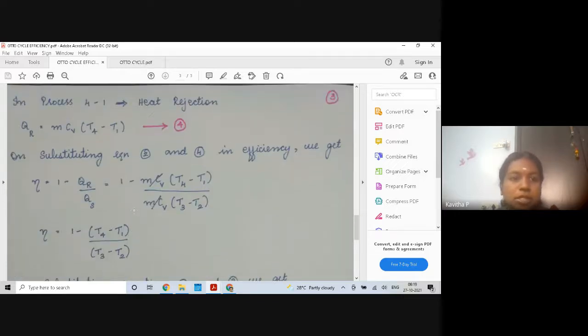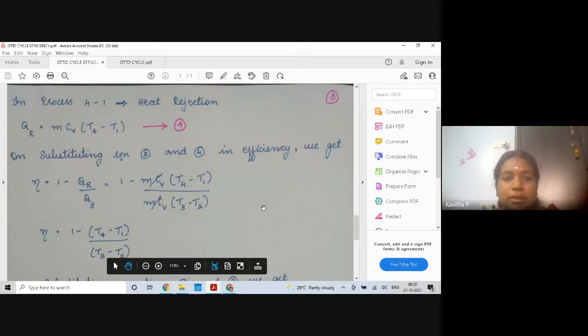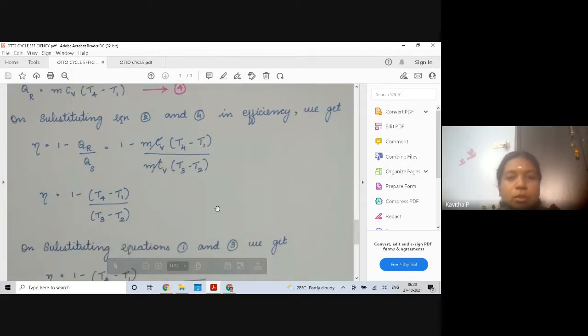In process 4 to 1, which is heat rejection at constant volume, the same heat formula is used here for heat rejection. So Qr is equal to m Cv (T4 minus T1). On substituting all four equations in the efficiency formula, efficiency is equal to 1 minus Qr by Qs. Instead of Qr we write this formula, and instead of Qs we take the process 2 to 3 formula. Both m Cv terms get cancelled, so 1 minus (T4 minus T1) divided by (T3 minus T2).